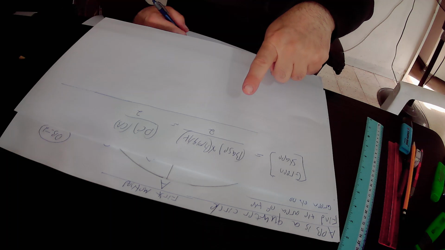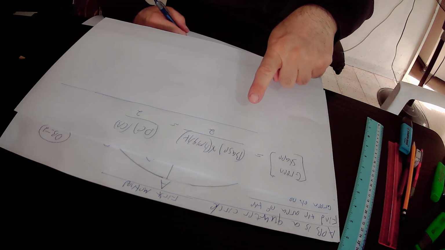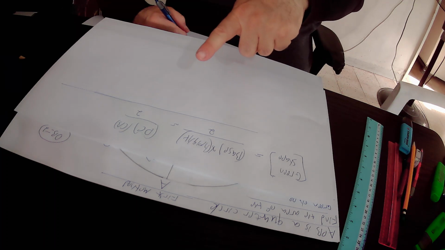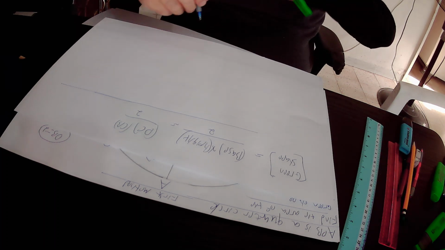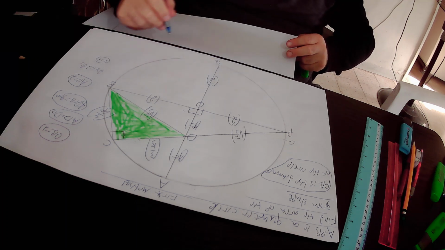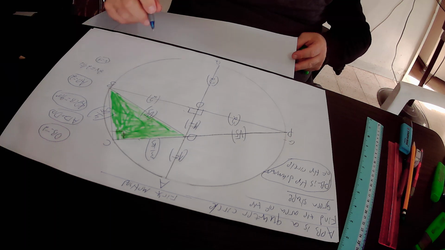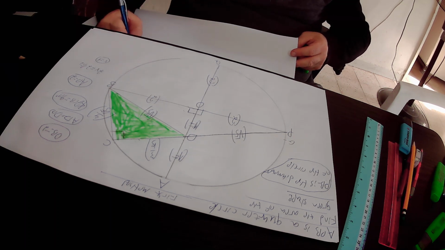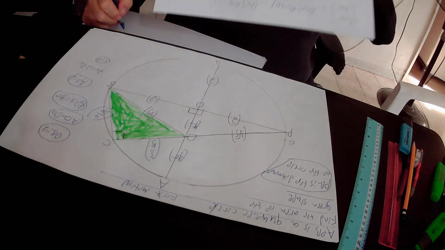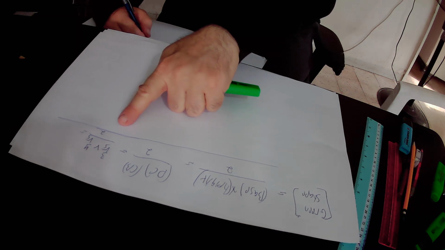That is the base times the height over 2. That is the area of any triangle. The base is DC, the height is CB divided by 2. DC equals 3 over square root of 5 units times CB. CB equals 4 over square root of 5 units divided by 2. So we actually found out that the area of the green shape equals the value of this expression.